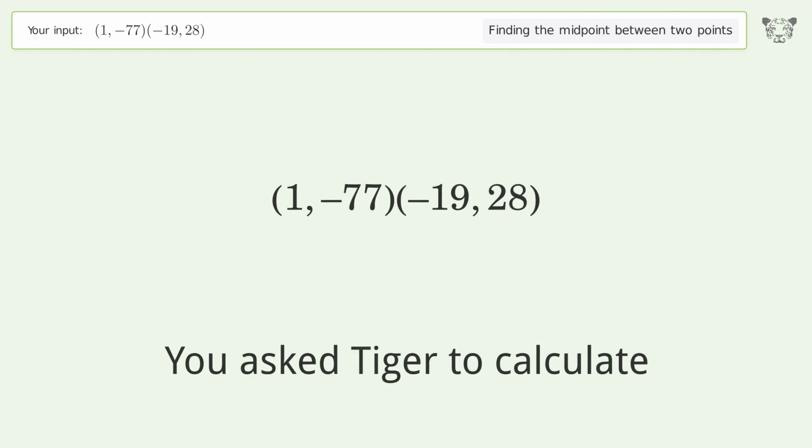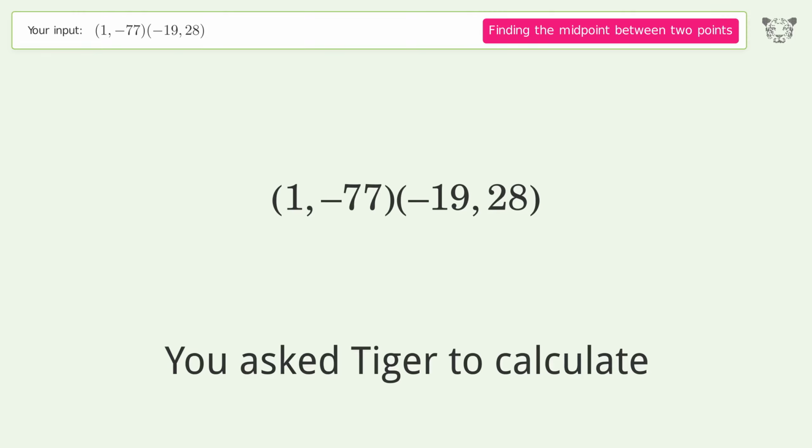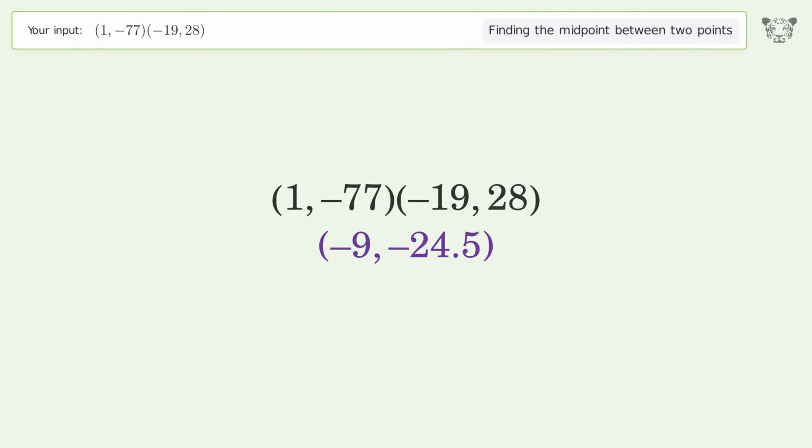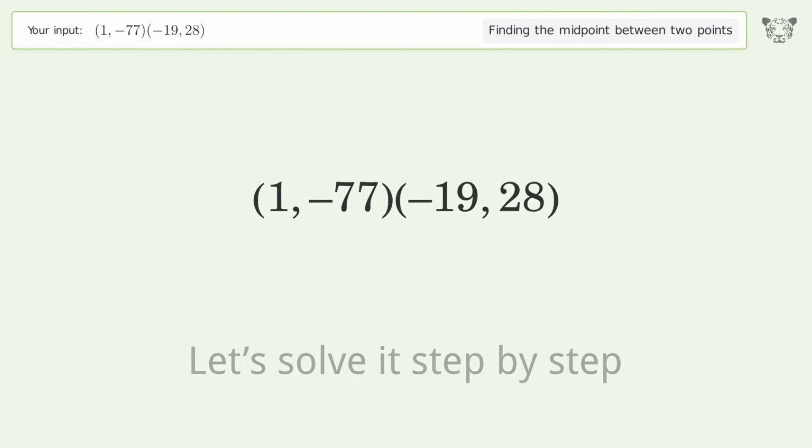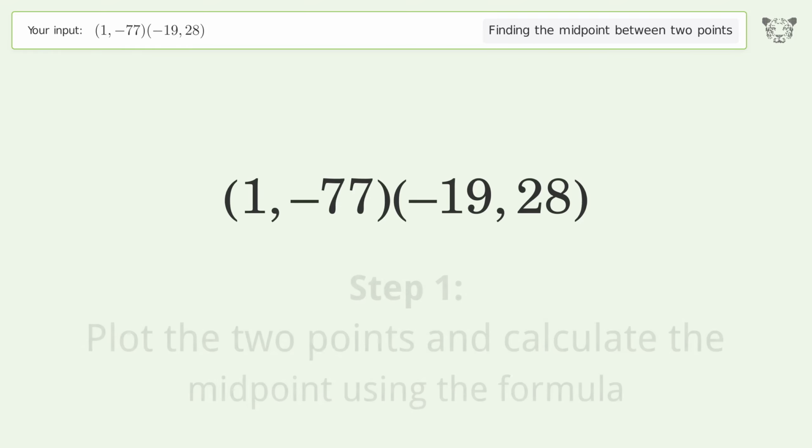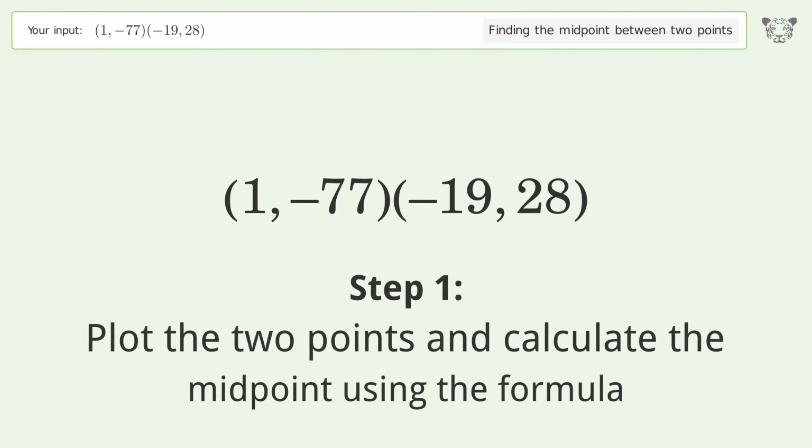You ask Tiger to calculate. This deals with finding the midpoint between 2 points. The midpoint between the 2 points is -9, -24.5. Let's solve it step by step. Plot the 2 points and calculate the midpoint using the formula.